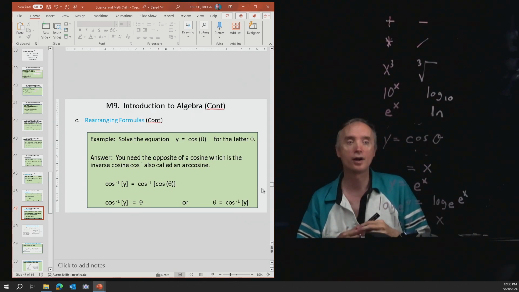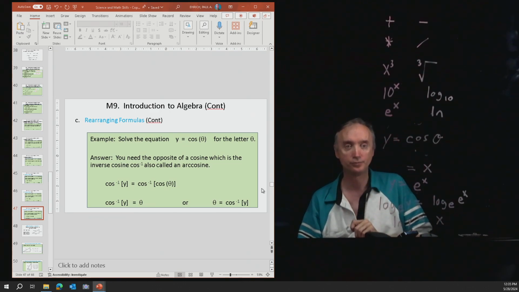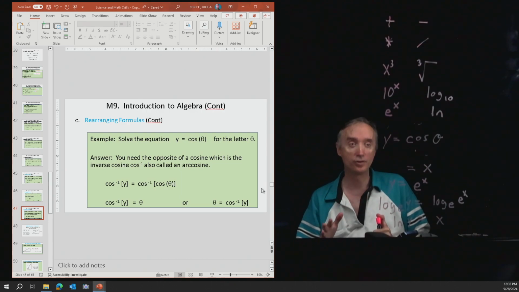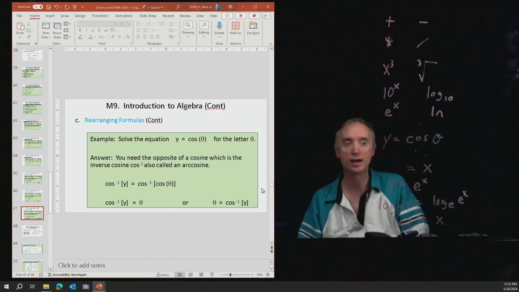And you could either write out the word arc cosine, or there's a shorthand way. You say cosine to the -1 power. So in a video that's coming up, I'm going to explain trigonometry and what it means. But just trust me that the opposite of the cosine is going to be called the arc cosine. And so if you take the arc cosine of both sides of the equation, then that angle is going to come out. So the angle is equal to the arc cosine of y. So that would be the answer to it.